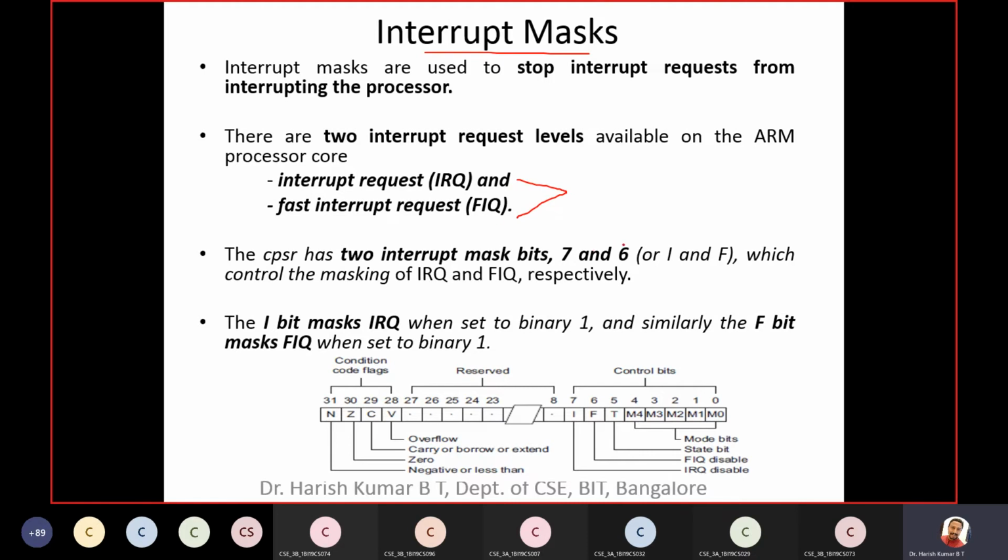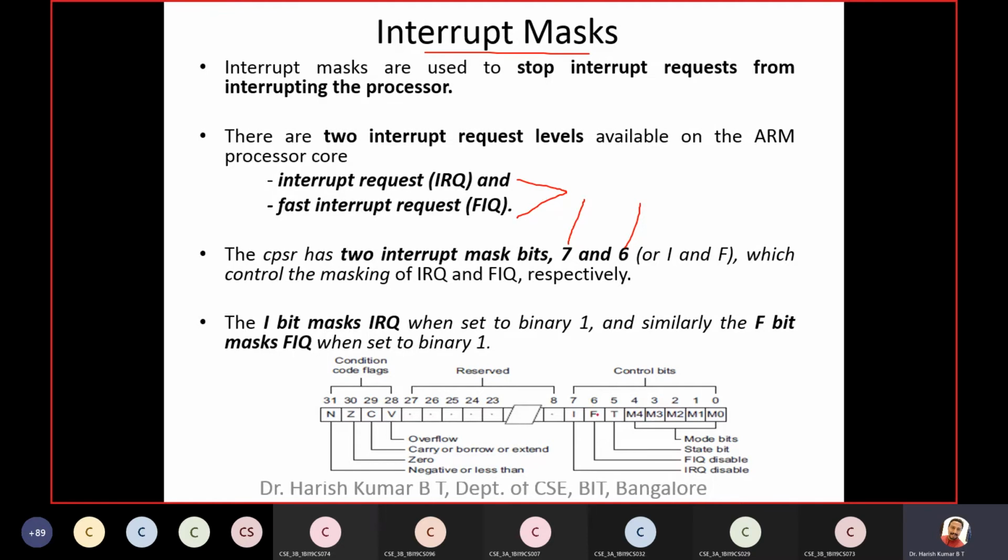Bit number 6 is reserved for FIQ, and bit number 7 is reserved for IRQ, the slow interrupt request that you have already seen. This is the more detailed view of the CPSR, which we understood already. These are the mode bits, M0 to M4, this is the Thumb state bit, this is the fast interrupt bit, and this is the slow interrupt bit.